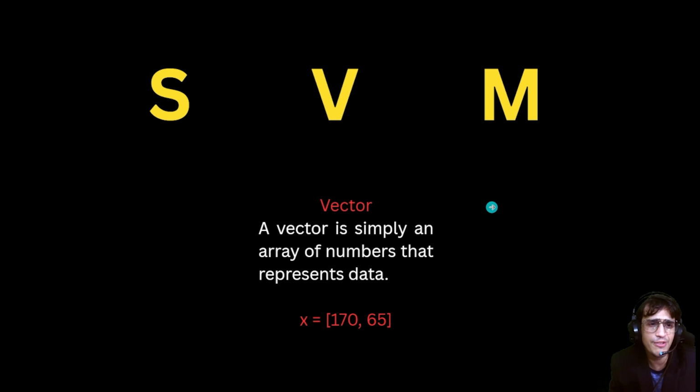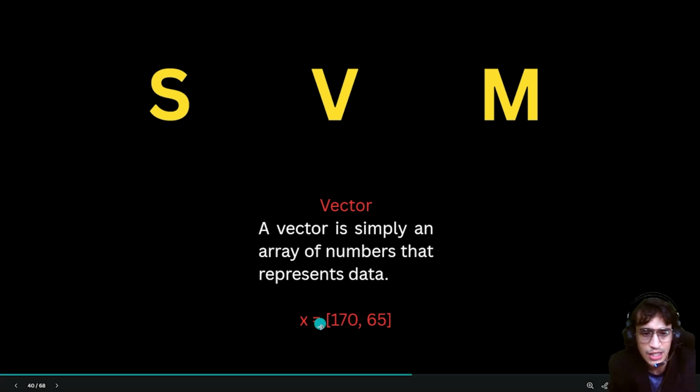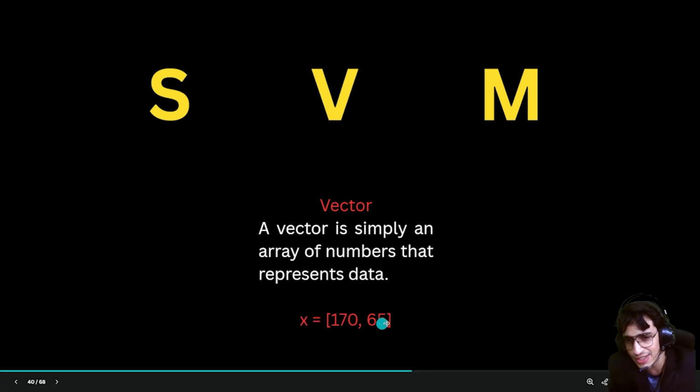What is SVM? SVM stands for support vector machine. Let's start with vector. What is a vector? A vector is simply an array of numbers that represents data, just like tensors and other forms of numpy arrays that we have already studied earlier in Python, machine learning or deep learning. So this is an example: x equal to 170, 65. This is a vector quantity. A scalar quantity is x equal to 170. But of course, SVM works on vectors, so we only use vectors.